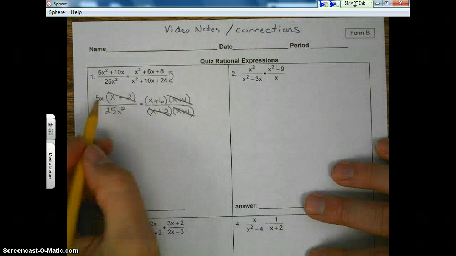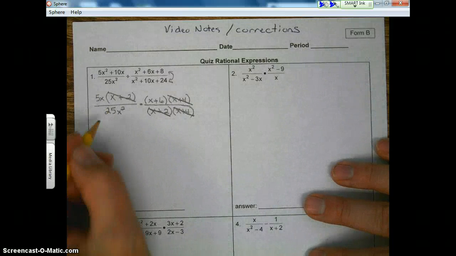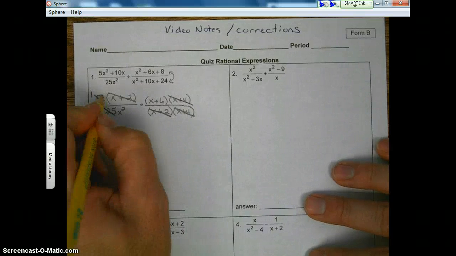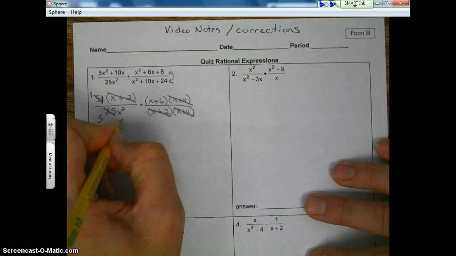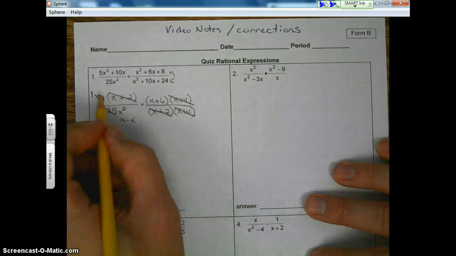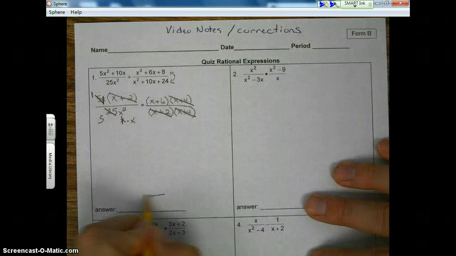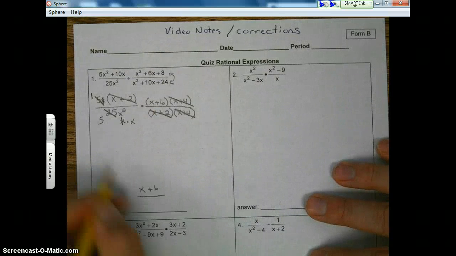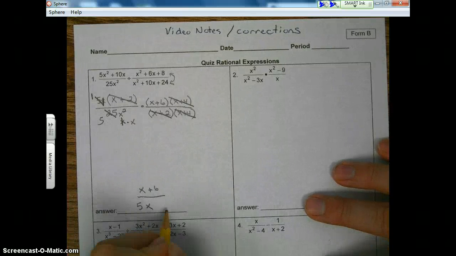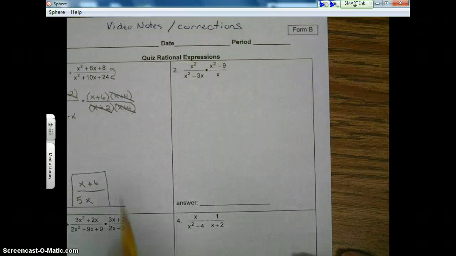Now we look at the terms. We got 5 over 25. That's going to reduce to 1 over 5. And then this x is going to cancel out with one of these. Remember, this is x times x. X squared is x times x. So this x is going to cancel out with one of them. So on top, we have the x plus 6. On the bottom, we have the 5. And we have an x. And that's what's left.